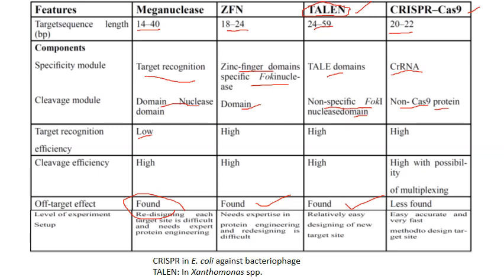The level of experiment in meganuclease: redesigning each target site is difficult and needs expertise in protein engineering. In ZFN, the experimental setup also needs expertise in protein engineering, and designing is difficult as in the case of meganuclease. In case of TALEN, designing of a new target site is relatively easy. Then in CRISPR-Cas it is easy, accurate and very fast. The method is to design the target site.